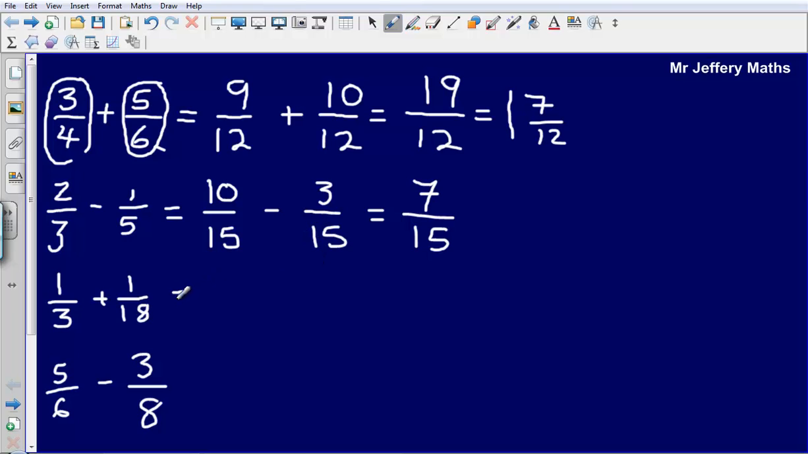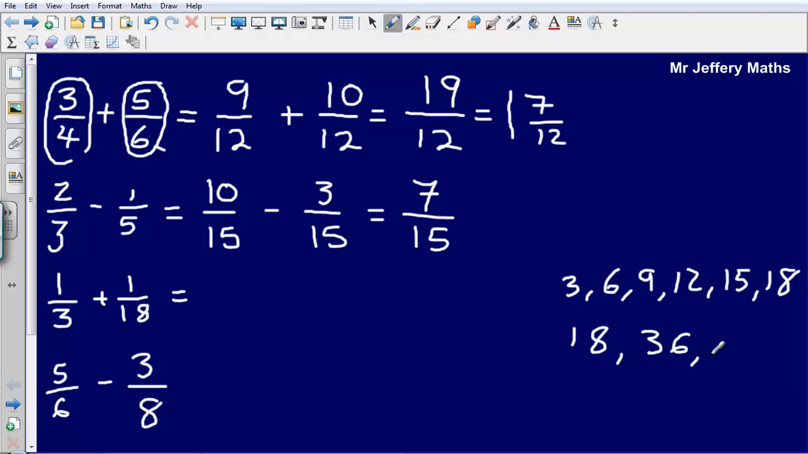Next one, we've got 1/3 plus 1/18. So what is the lowest common multiple of 3 and 18? Well, let's just write out the 3 times table quickly. 3, 6, 9, 12, 15, 18. We'll stop there. 18's times table is going to be 18, 36, 54. We don't need to go any longer because we can see straight away that our lowest number that is in both times tables is 18. So we're going to have an 18 along the bottom.